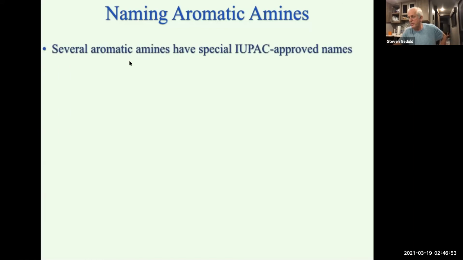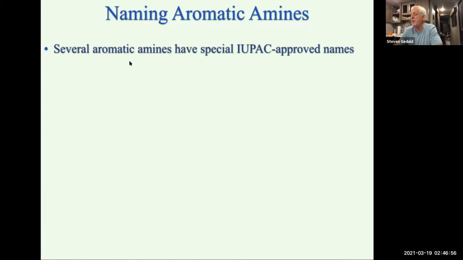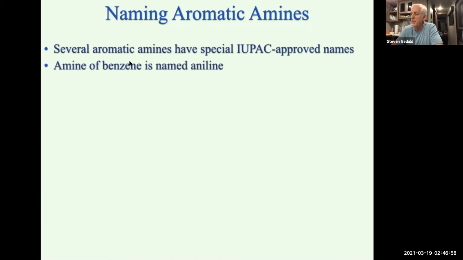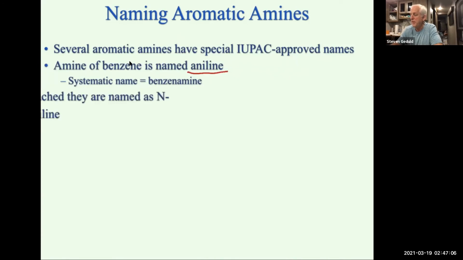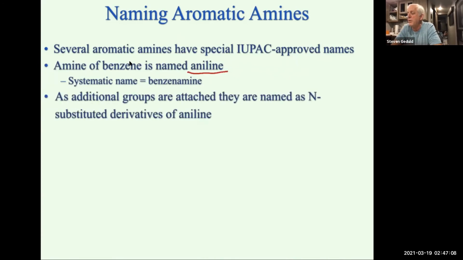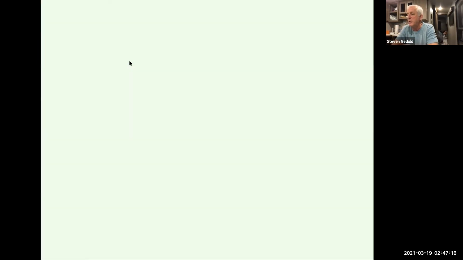Naming aromatic amines. Aromatic amines are ones with benzene rings, like aniline we just saw. Several aromatic amines have special IUPAC approved names. Amine of benzene is named aniline. That's what we covered just a little while ago. Aniline is one of them. So it's a benzene amine. As additional groups are attached, they're named as substituted derivatives of aniline, just like we did before. We put an N for it and tell what's attached to the nitrogen.